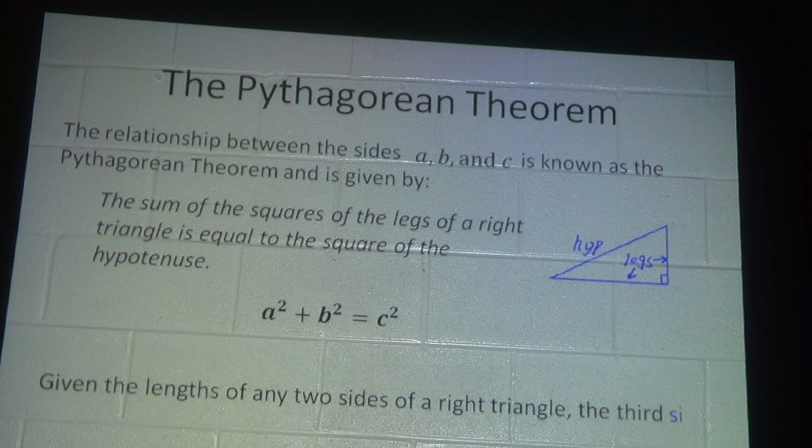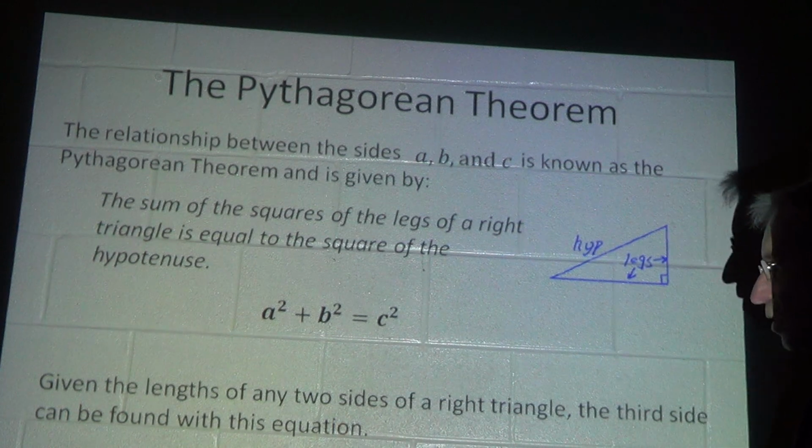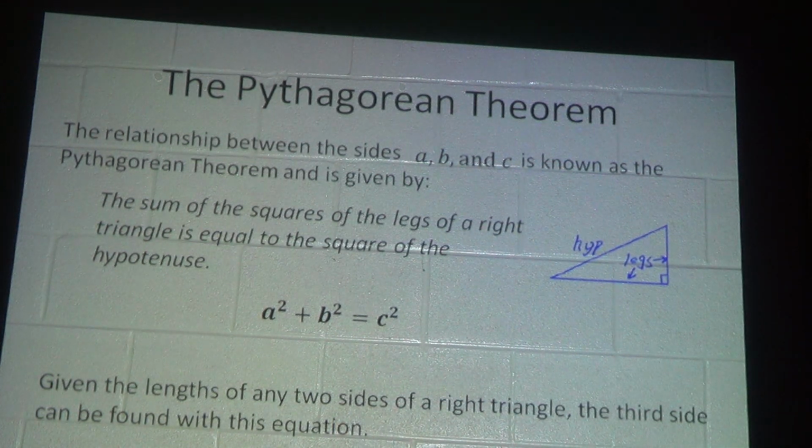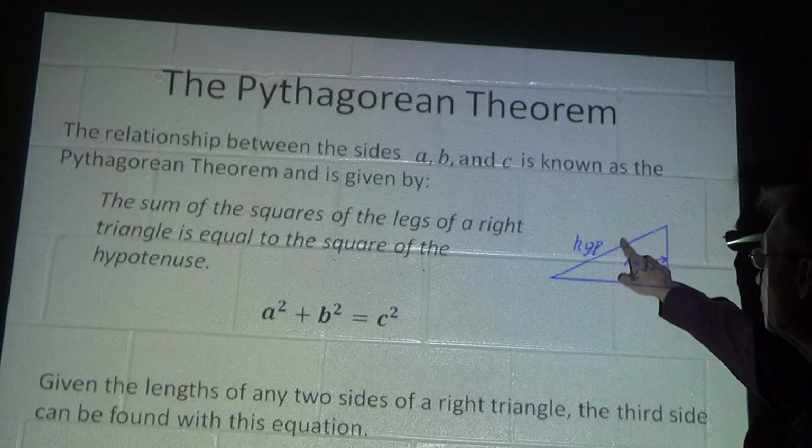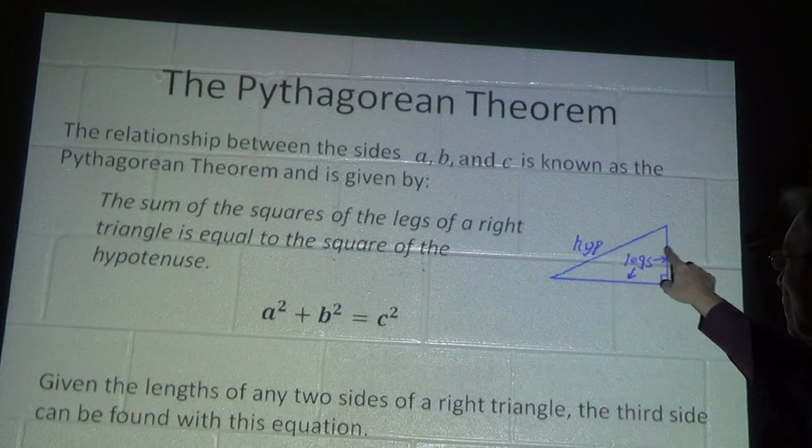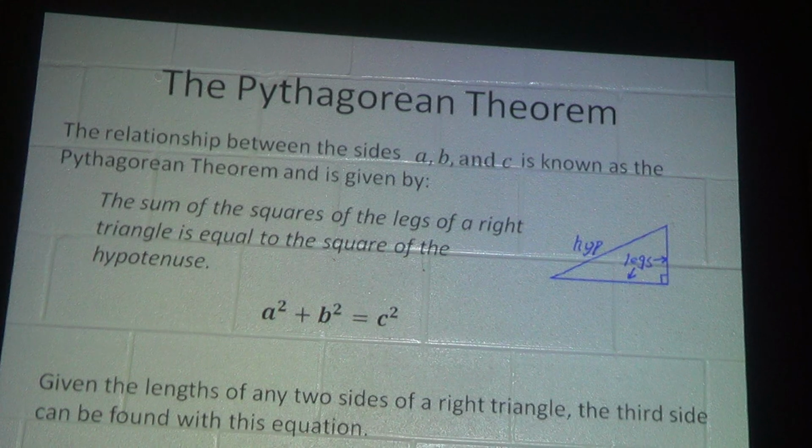So given the lengths of any two sides of a right triangle, the third side you can find with this equation. So if you're given the two legs, you can find the hypotenuse. If you're given a hypotenuse and the leg, you can find the other leg.